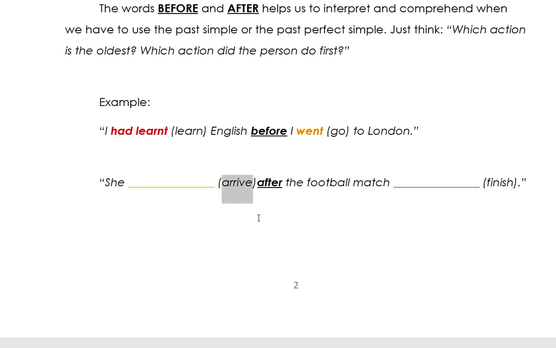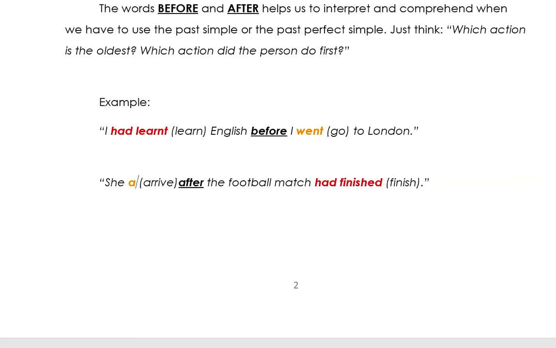She arrived, llegar, ¿sí? After the football match, finish, terminar. Ella llegar después de que el partido de fútbol termina. ¿Qué pasa primero? ¿Ella llegó o el partido de fútbol terminó? El partido de fútbol terminó. Entonces, este finish va a tener que estar en pasado perfecto. Had finished. And the other in past simple. She arrived after the football match had finished.